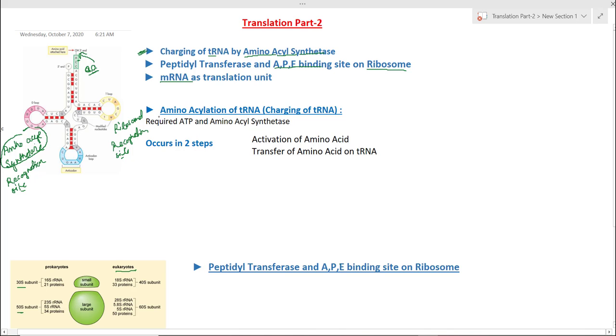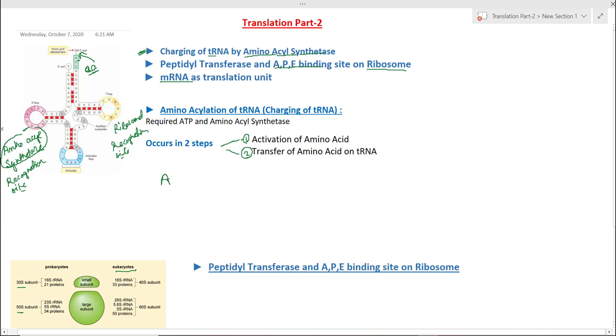Now we come to the topic, the aminoacylation of tRNA. The first topic we will discuss here is charging of tRNA. This actually occurs in two steps. The first step is the activation of amino acid, and the second is the transfer of amino acid to tRNA. This is the first step of translation also.